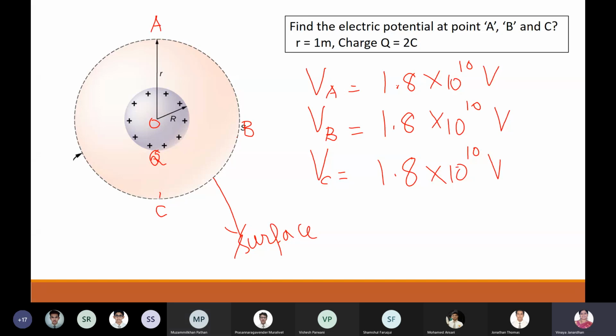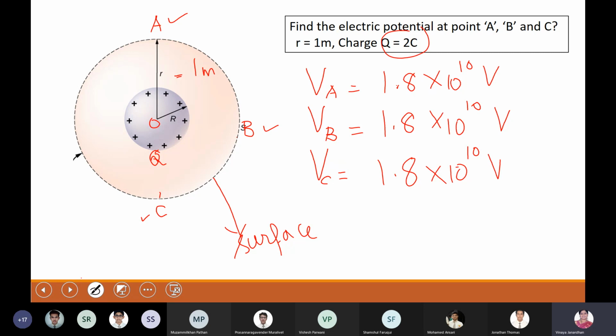So, you're going to define an equipotential surface. Let us consider a charge Q, right? Now, it creates an electric field. Now, you find what will be the potential at point A, at point B, and at point C. All these points A, B, and C are at equal distance from the center O. Let the distance R be equal to 1 meter and the charge Q is 2 coulomb.